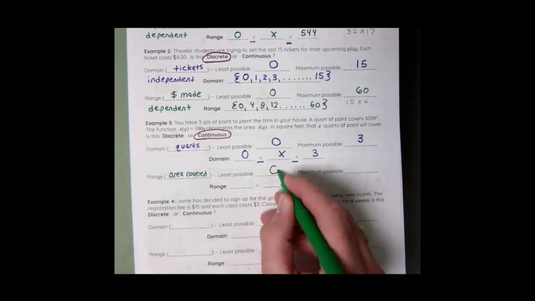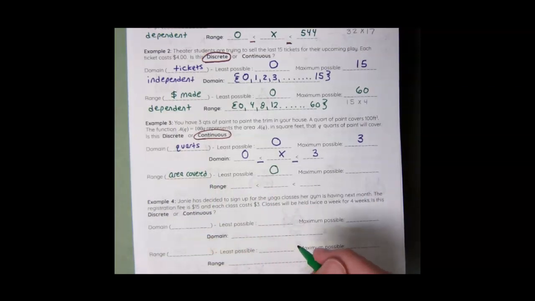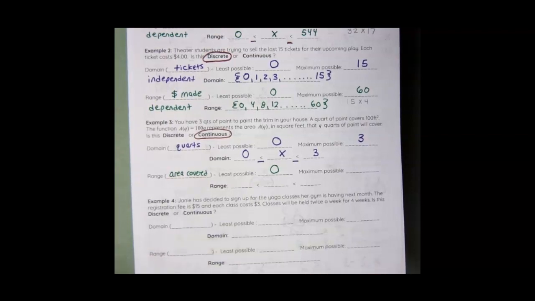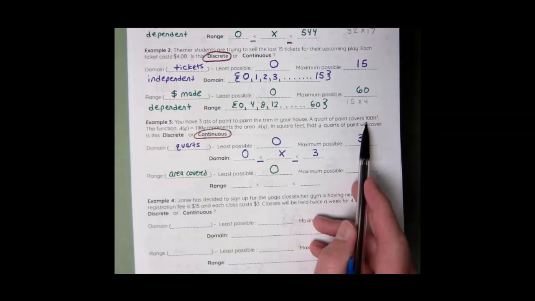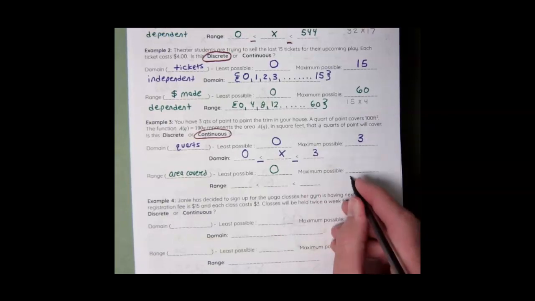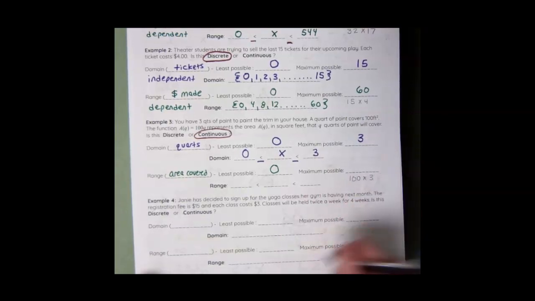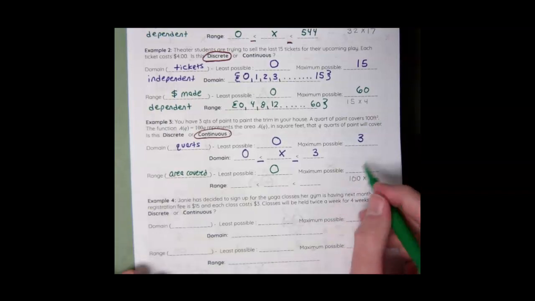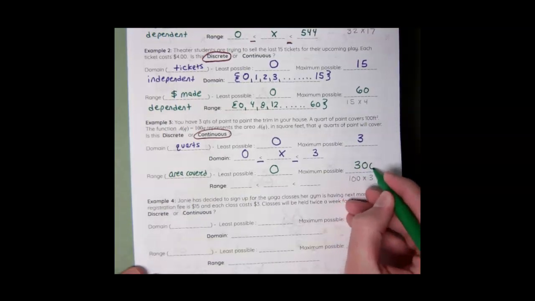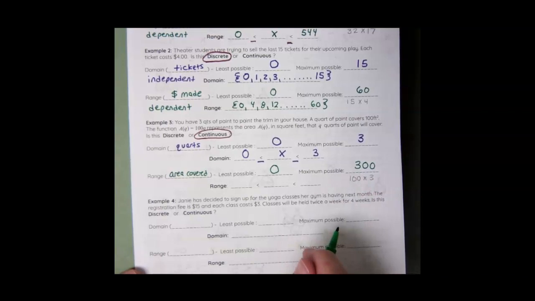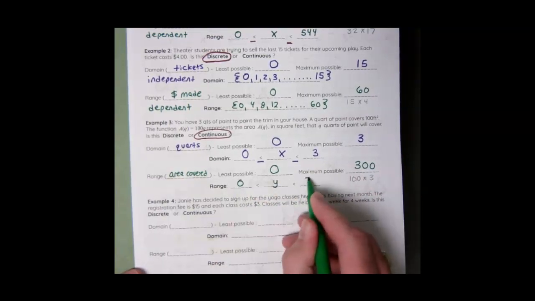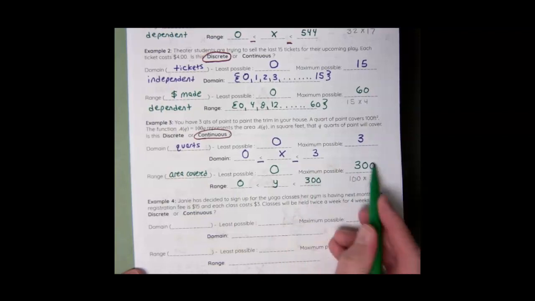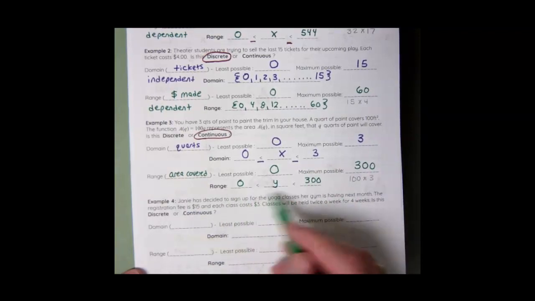Least possible, you could cover none of the trim. You could cover 0 of the trim. But the maximum possible, if you used all 3 quarts, you would cover 100 feet for every quart. So 100 times 3 is 300. So you could cover 300 feet squared of trim. For the range, you would put y, 0, 300. Again, you could cover all of that. You could cover somewhere in between. You could cover 0. So these are or equal to.